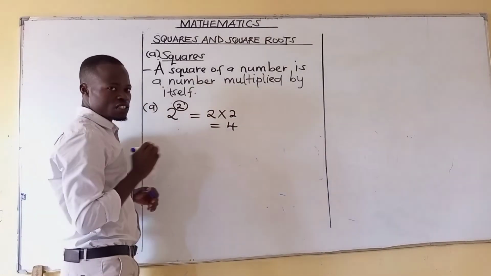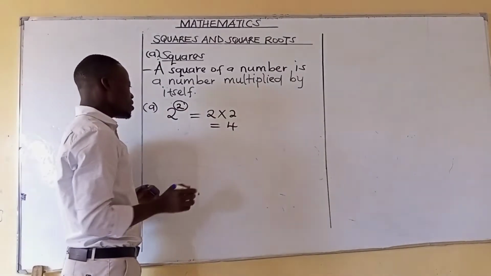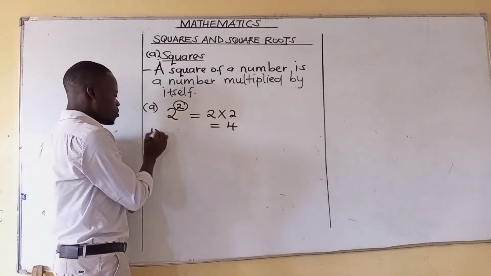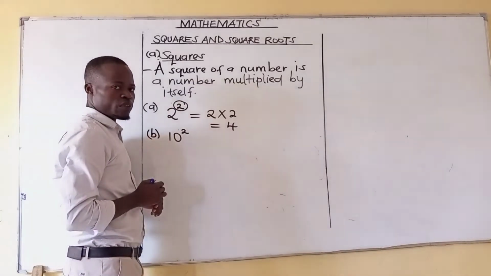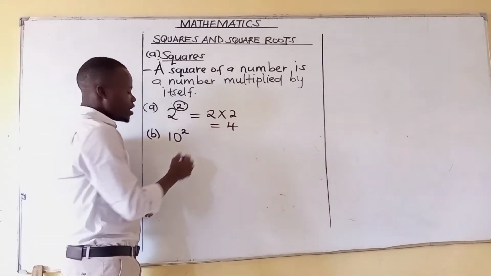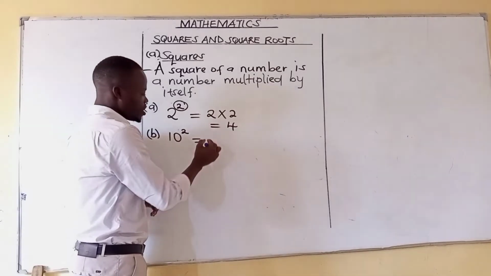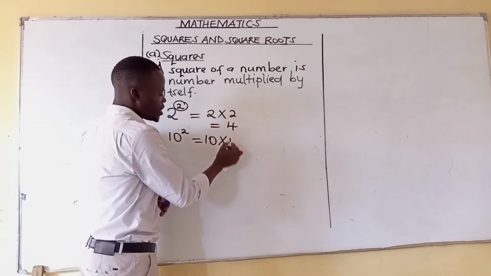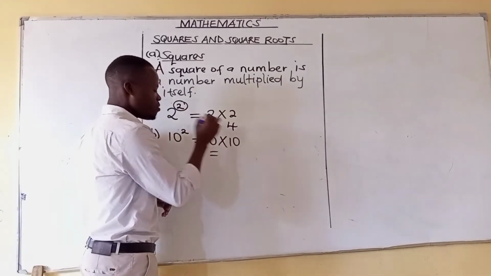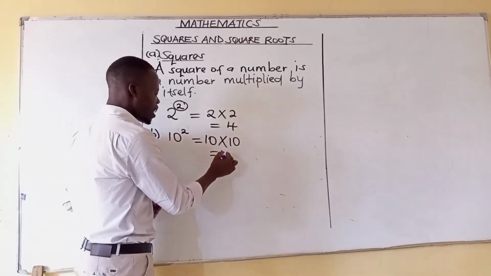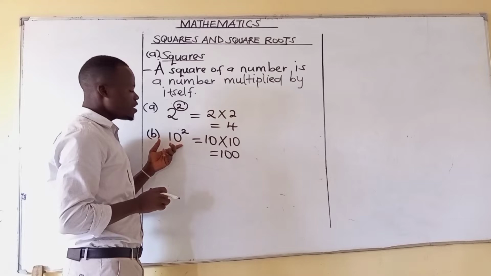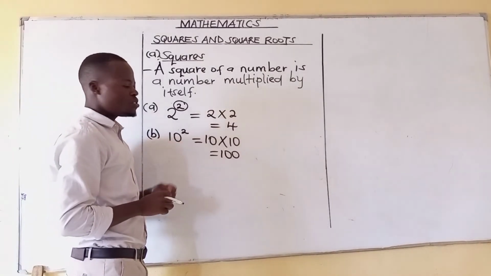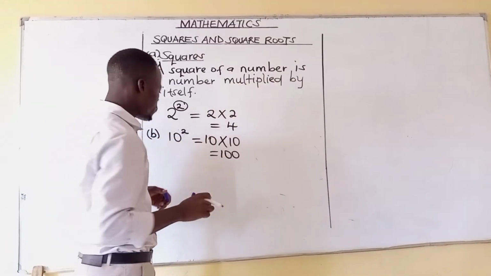We can have another example to show what we mean by a square. Example B, maybe 10 squared. So 10 squared is the same as 10 multiplied by 10, and when you multiply 10 by 10, we get 100. So the square of 10 is equal to 100.